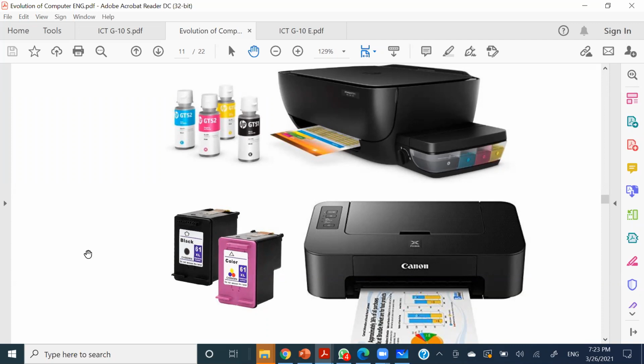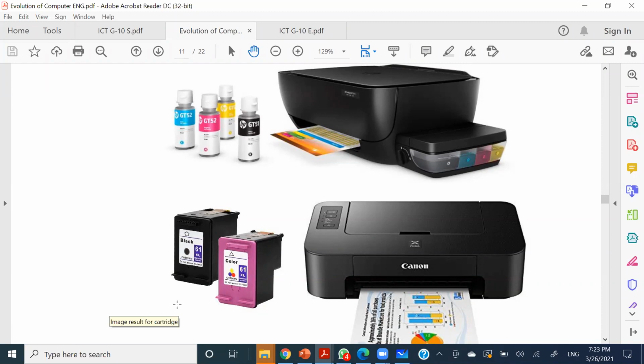And when it comes to the initial cost, that means the purchasing cost of this kind of printer which uses the cartridge, it is very low. You can purchase a printer for like 7,000 or 8,000, right? But the disadvantage is that the running cost is high. Running cost means this cartridge has a limit on making printouts.